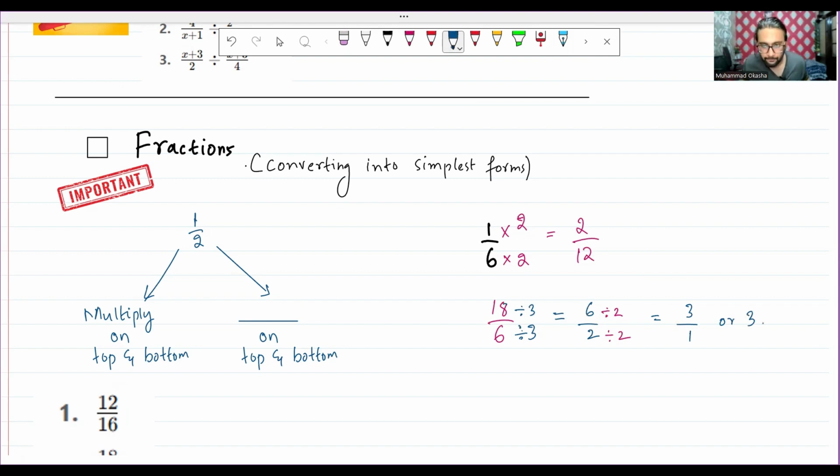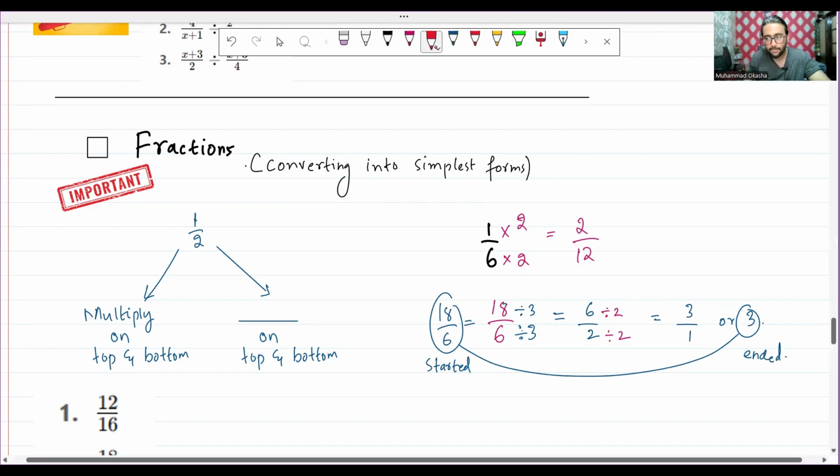What did I do here? I started with this fraction, 18 over 6, and I ended up with just 3. So this is where I started, and this is where I ended. What I'm doing over here, the whole process, is called simplifying.